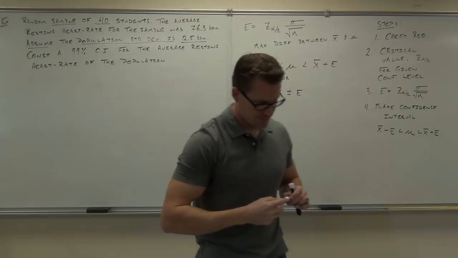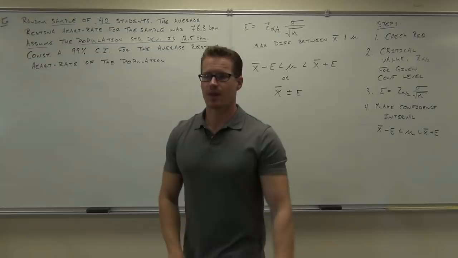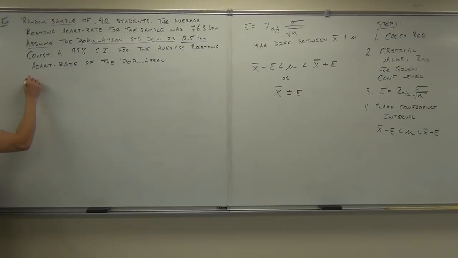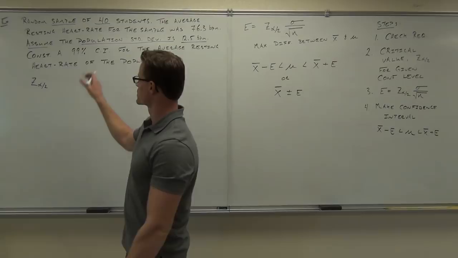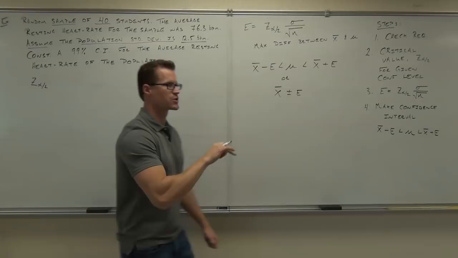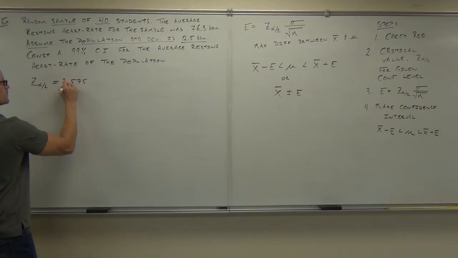The second thing we got to do, we got to identify our critical value. That's our z alpha over 2, and it's going to come from the confidence level. In this case, can you tell me what the confidence level is? 99% confidence level. Very good. Can you tell me the critical value for a 99% confidence level? 2.575. Very good.